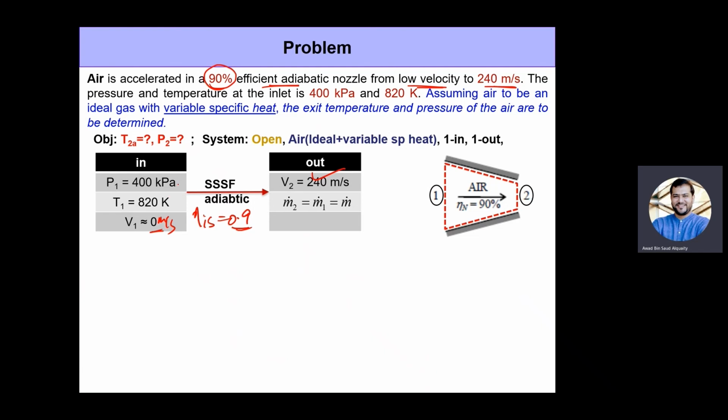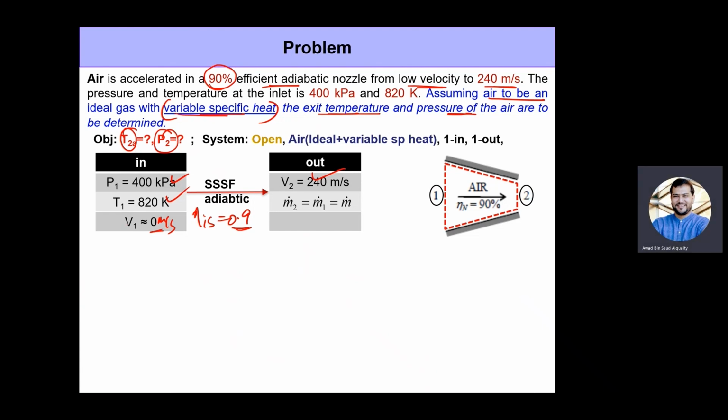Okay. Now the pressure and temperature at the inlet is given. It's 400 kilopascal and 820 Kelvin. Now we need to make some assumptions. We can assume air to be an ideal gas with variable specific heat. So variable specific heat is important here. And making this assumption, we need to actually calculate the exit temperature and the pressure for air. So we need to calculate the exit temperature T2A, or the actual exit temperature, and the exit pressure, right? So P2, as we said before, is the same for both the actual process as well as the reversible process. Okay, so now let's focus on getting the temperature first.